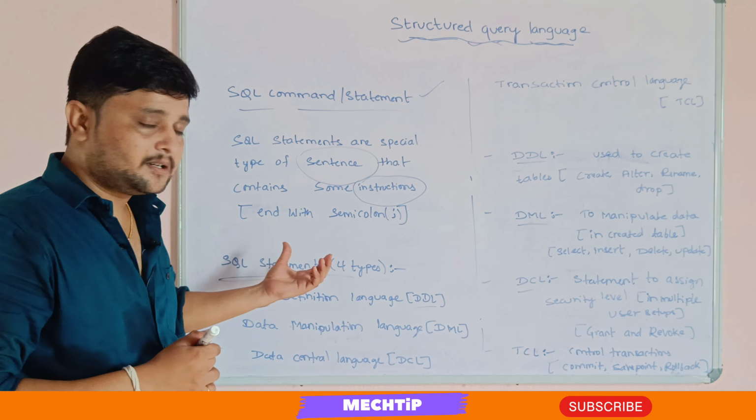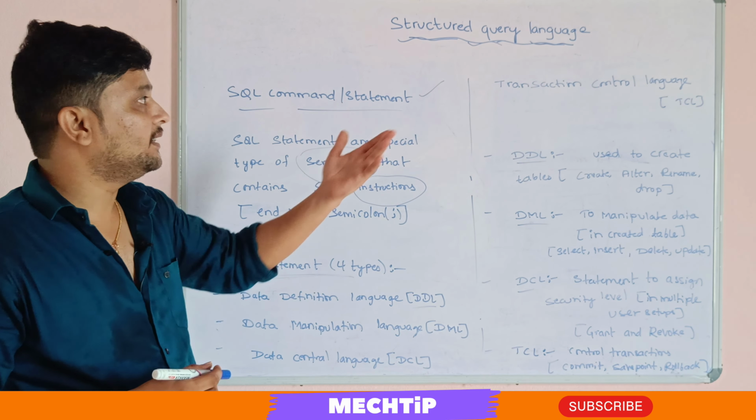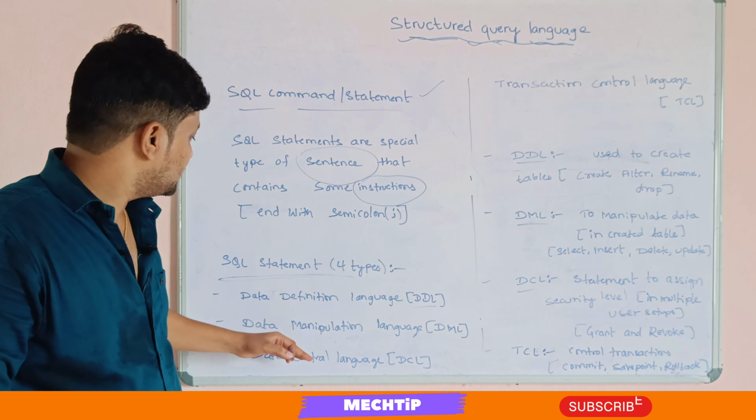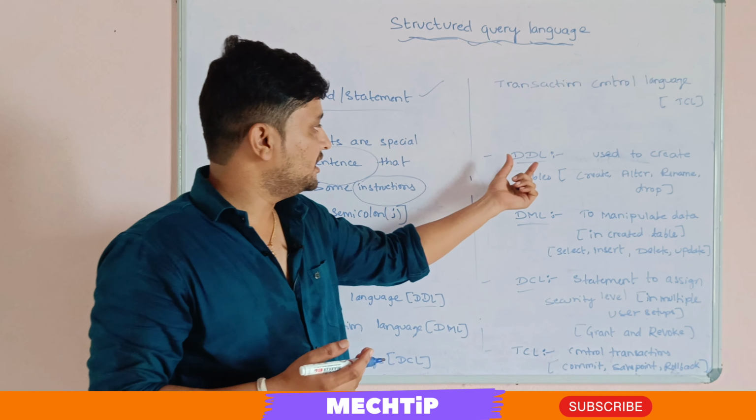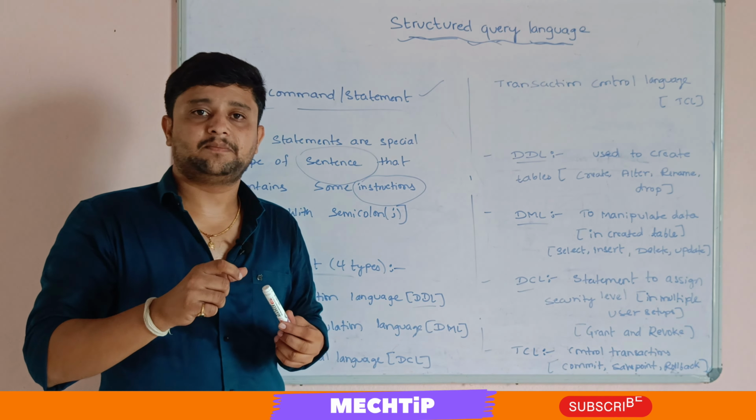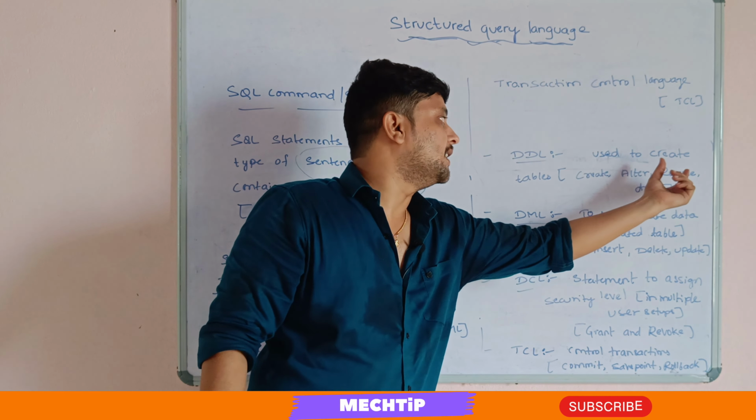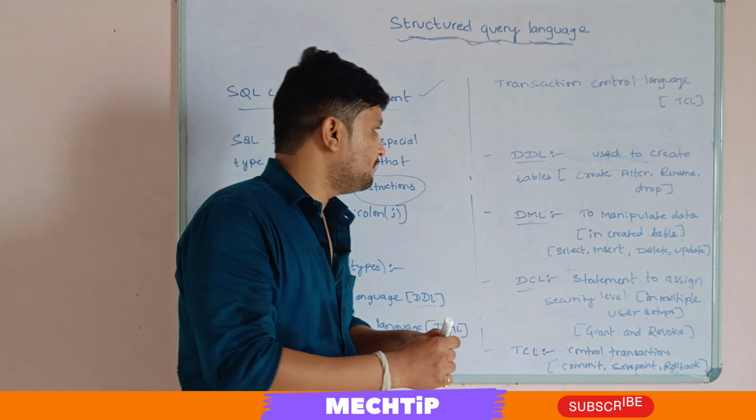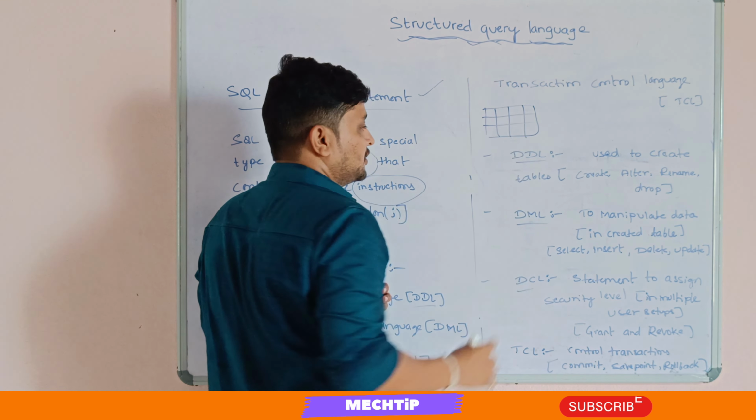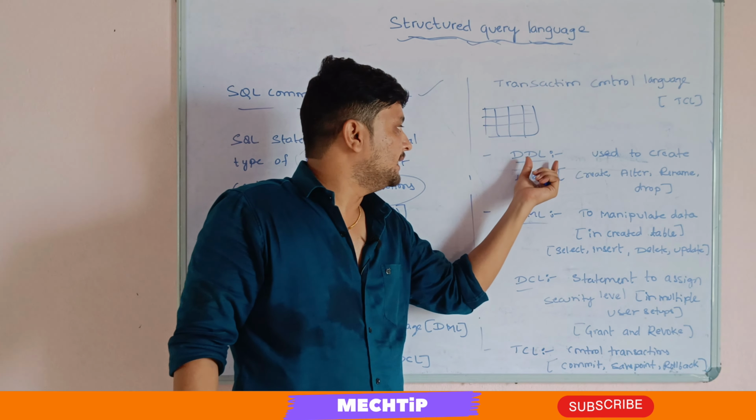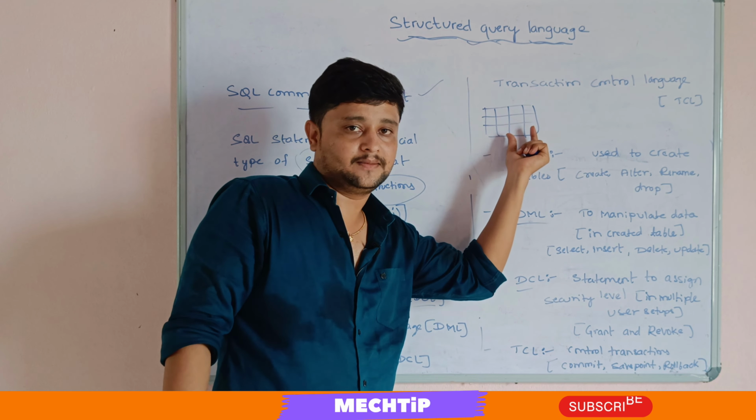So SQL statements are categorized into four types: DDL, DML, DCL and TCL. These four statements include their own functions. Here we discuss them one by one. DDL is basically used to create, alter, rename and drop. For example, creating a table. Here I am going to create one table. So the statement in DDL, data definition language, includes creating this table.